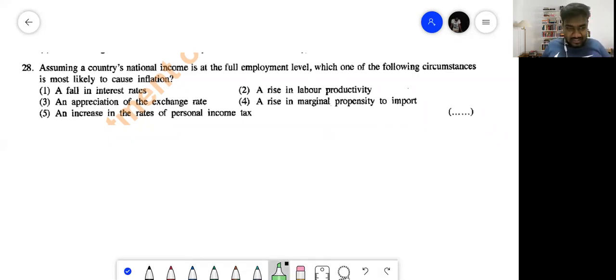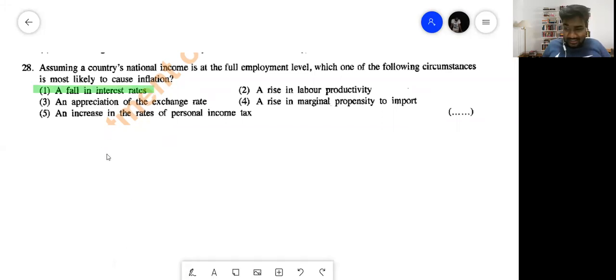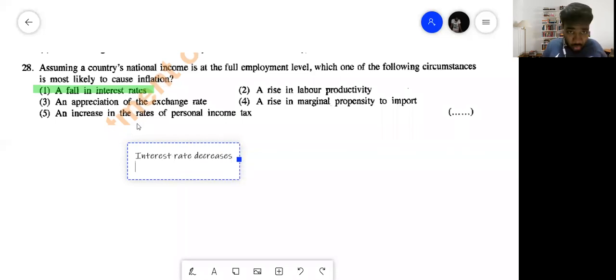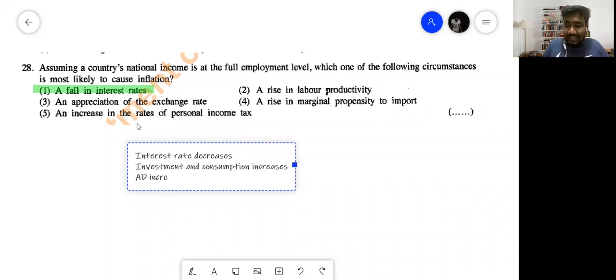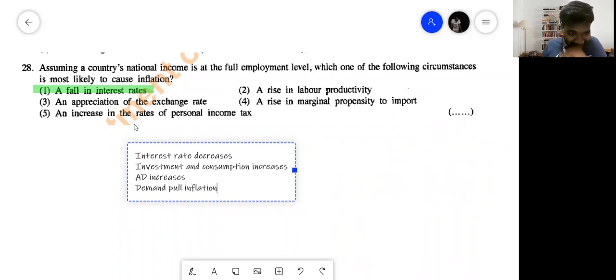1, 2, 3, 4, 5. His answer is number 1, right? A fall in interest rate. So remember I told you, if interest rate decreases, what happens? They borrow more. So investment and consumption increases, and as a result, aggregate demand increases. When aggregate demand increases, there is demand pull inflation, right? So that is that story.